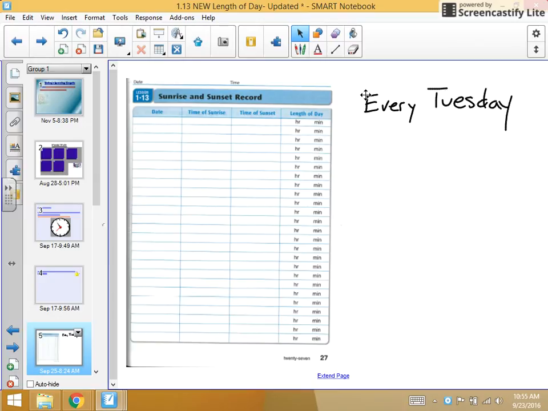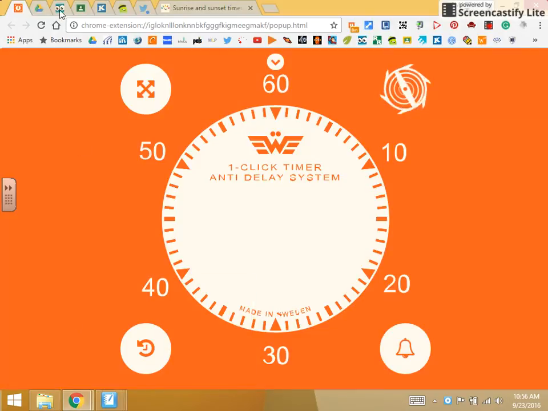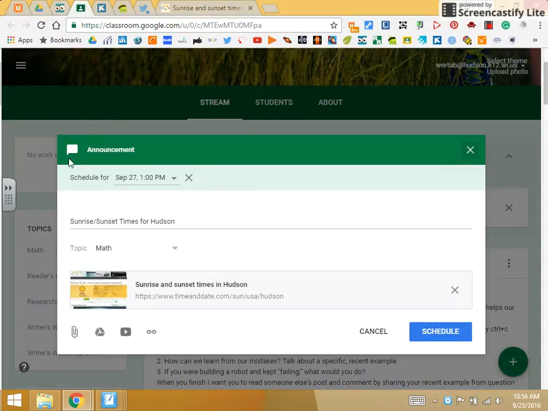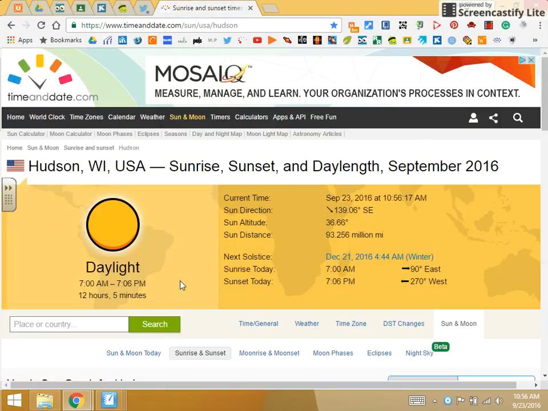The information that this sheet is asking for. So how do we do that? Well, the first thing I'm going to do is in your Google Classroom, I posted an announcement that's going to pop up right before we need it with a link to the sunrise and sunset times here in Hudson. So I can go ahead and use today's.